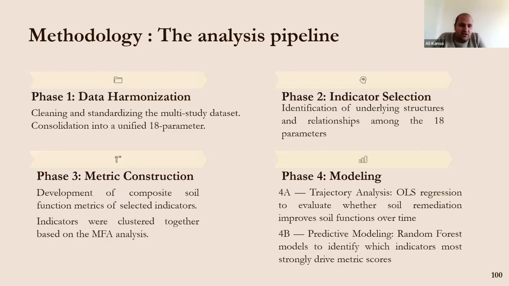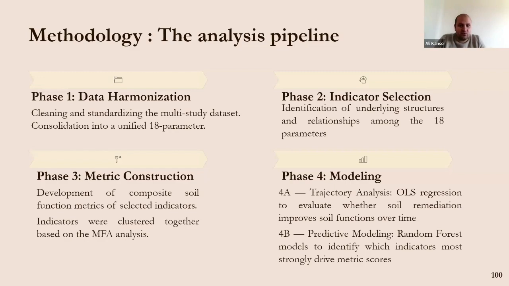And to handle this challenge, we use a 4-phase method. The first one is data harmonization. We put all the data sets together and we identify 18 parameters from which we have almost all the analysis. Then in phase 2, we conduct statistical analysis, mainly multifactorial analysis, to identify the relationship between these parameters. In phase 3, we look at the clustering, which parameters are together in the same cluster, and then based on this clustering, we use modeling in phase 4.